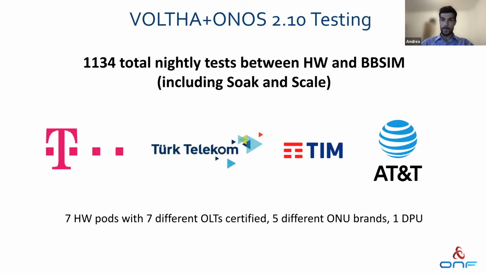So it's 7 hardware pods with 7 different OLTs certified, 5 different brands of ONUs, a DPU that we added, and that runs all of these different workflows for Turk Telecom, for Deutsche Telekom, for Telecom Italia, and for AT&T. And as I mentioned before, this is the only way we manage to be capable of releasing the project and keeping the quality of the code high during the whole release, and also adding new features and new capabilities without breaking what was there before.